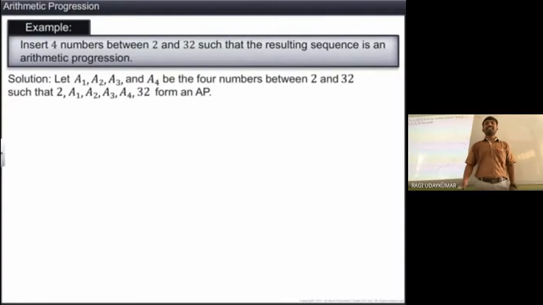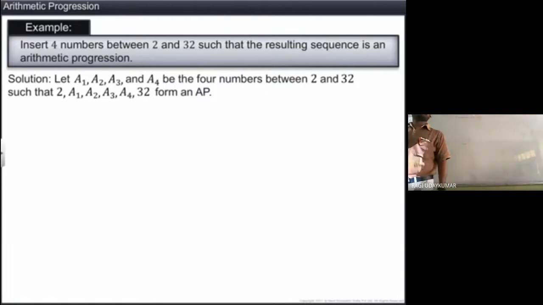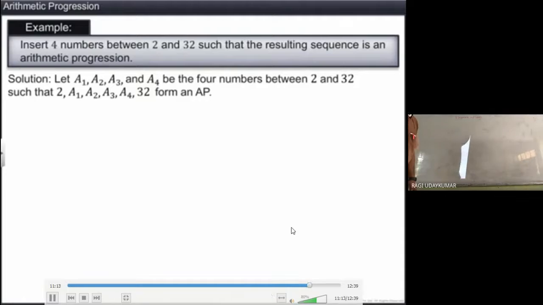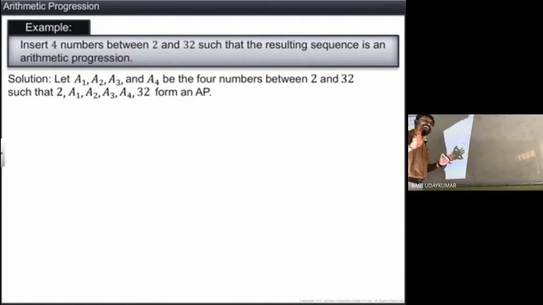So d find out करो. Roughly क्या आ जाएगा? 30 by 5. 6 आ जाएगा. 6 is d. Now 2 लिखो first. 2 लिखने के बाद 2 को 6 ऐड करो, 8. 8 को 6 ऐड करो, 14. 14 को 6 ऐड करो. Then you write the arithmetic progression. I am asking you to write the arithmetic progression. Then you are going to understand that yes, you are doing the problem, yes, I got it. You will be confirmed.